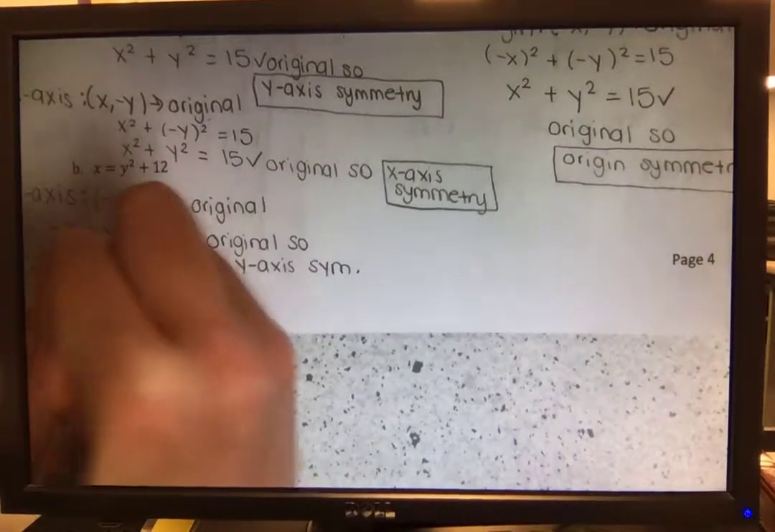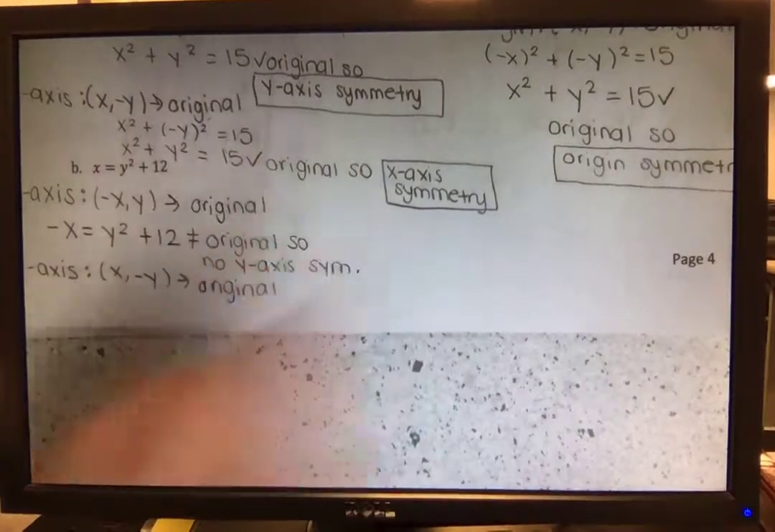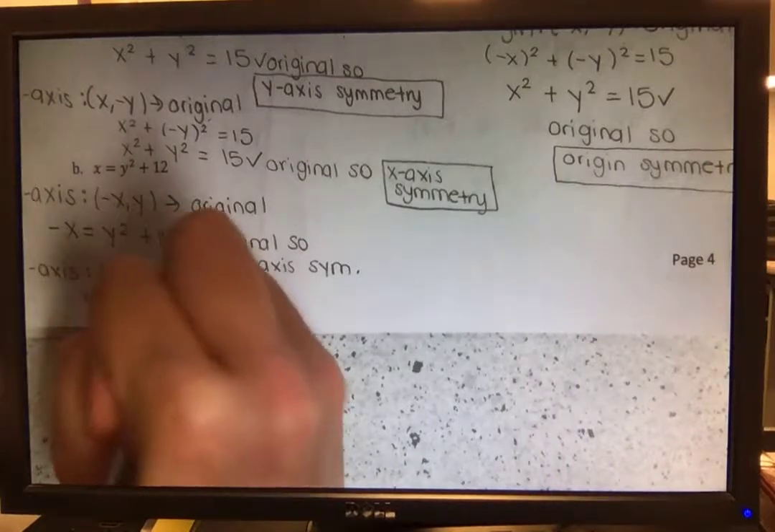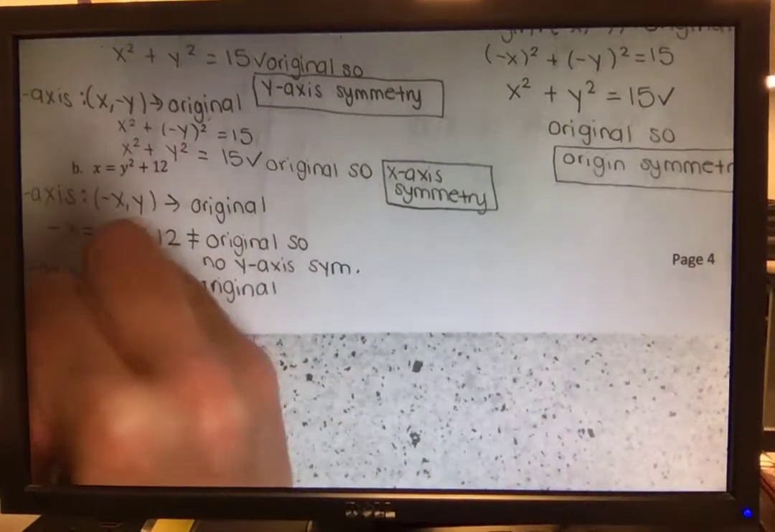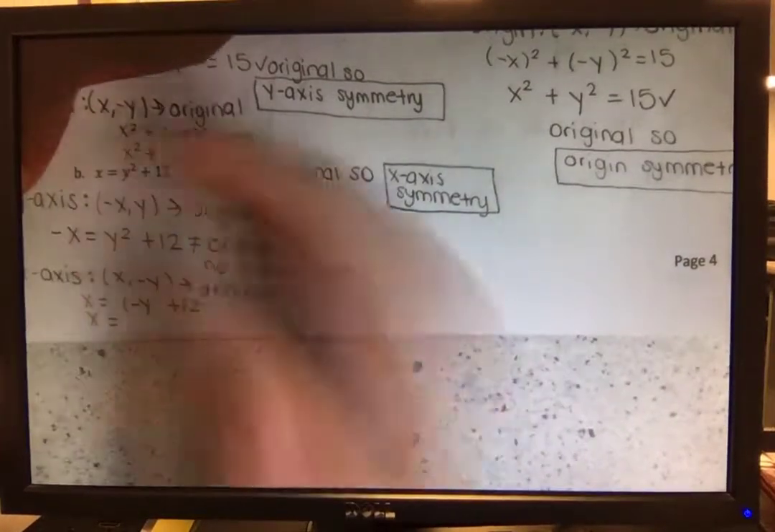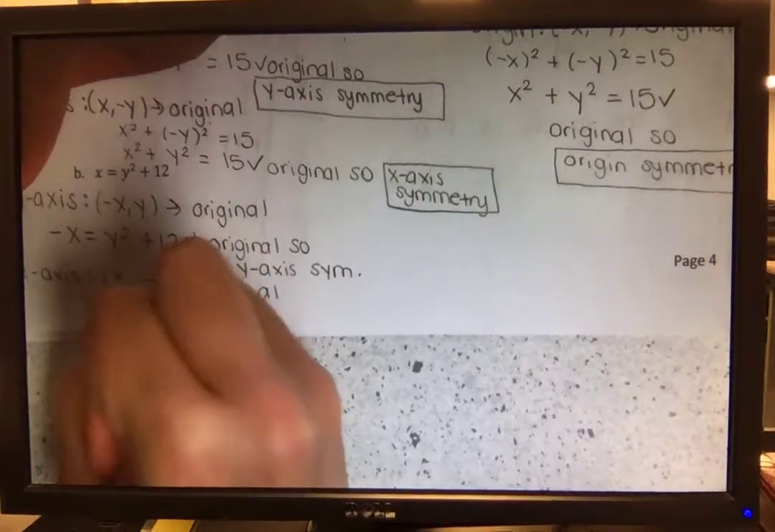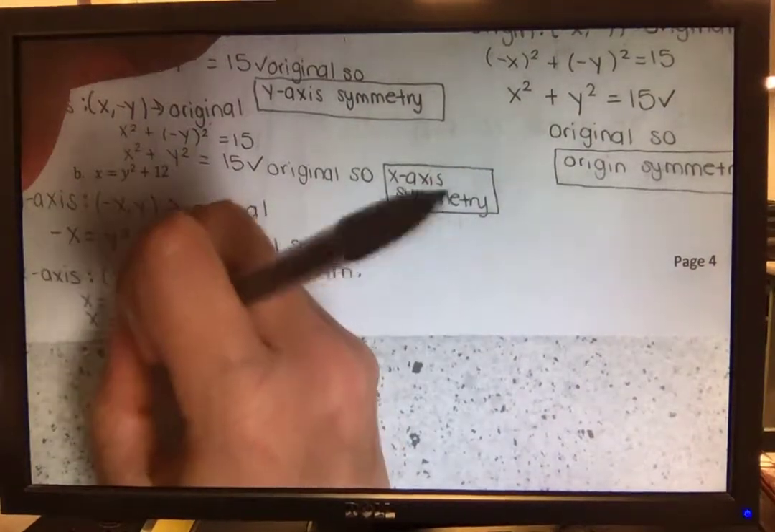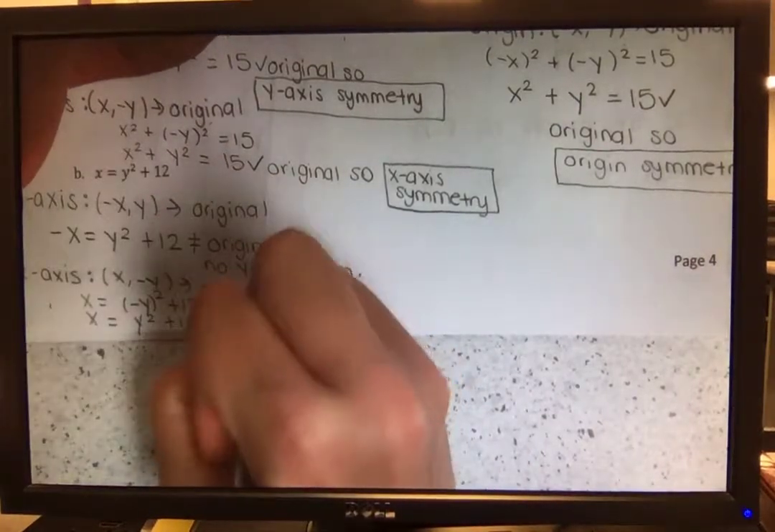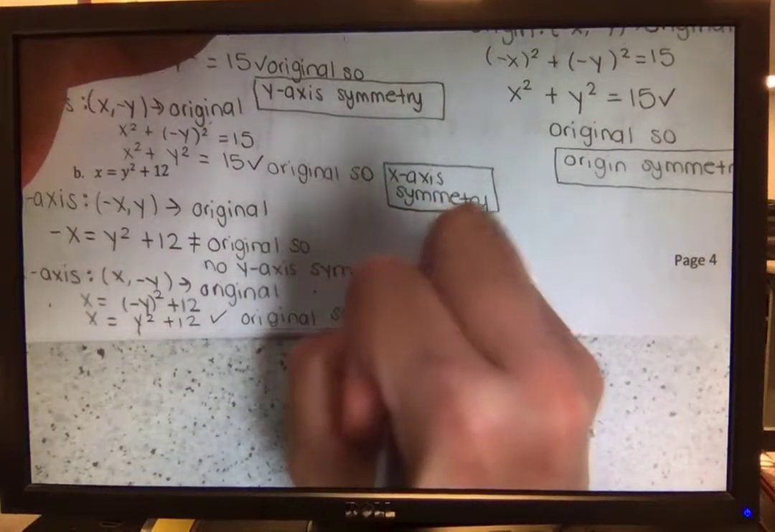We are going to plug in negative y to see if we get the original equation out. So we have x equals negative y squared plus 12. Negative y times negative y will give us positive y squared. So we have x equals y squared plus 12, which is the original. So we do have x-axis symmetry.